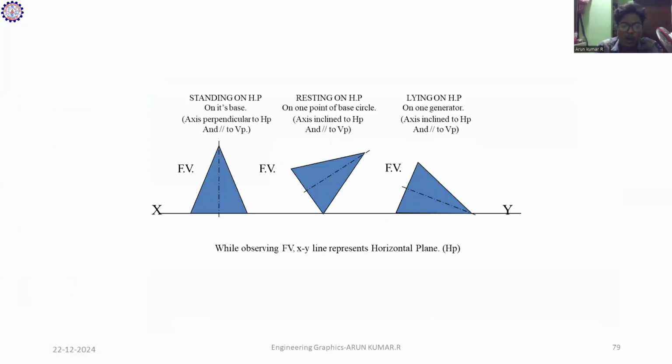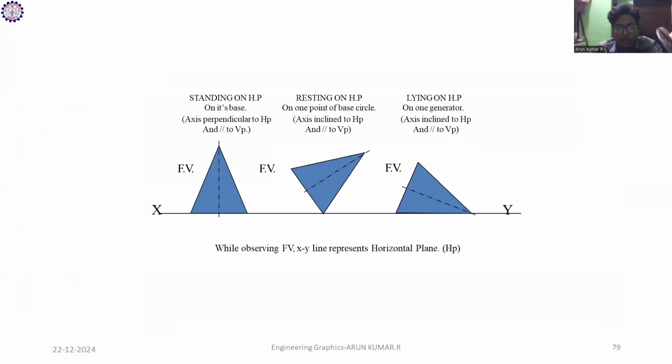Good morning. In this lecture series, we will look at special cases, a special category for the pyramid types. Here I have to show that there are three different types of positions we have to consider when solving pyramid type problems. What are the positions? I will tell you the names: standing on HP, resting on HP, lying on HP.